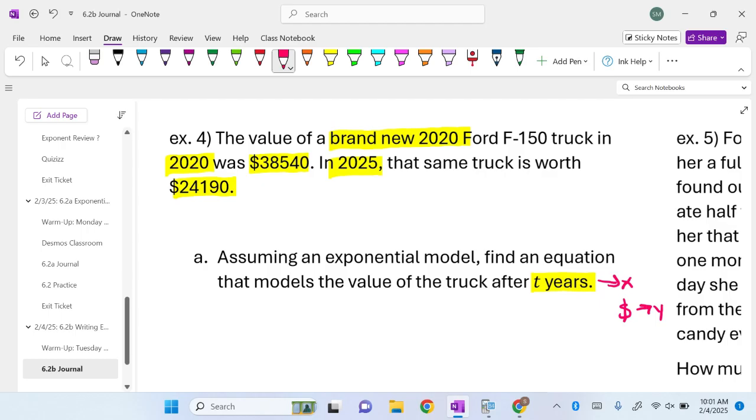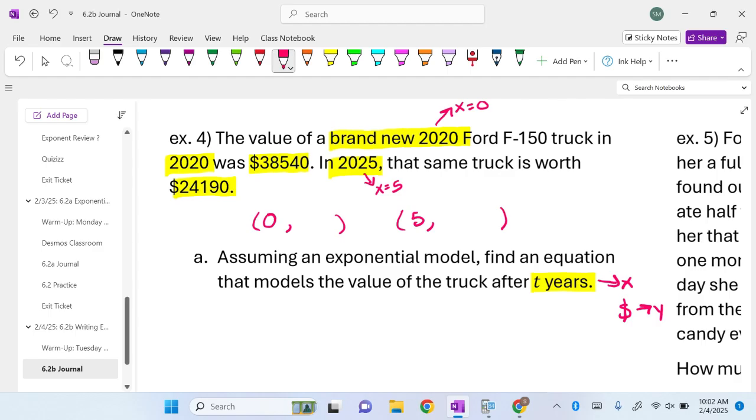If you buy a brand new truck in the year that it was made, so 2020, and you bought it in 2020, how many years have gone by? From 2020 to 2020, how many years have gone by? 0. So that means for 2020, my x is 0. Now, you still bought a 2020 truck, but in 2025, so how much time has gone by? 5 years. So for this one, my x is equal to 5. So that means for my 2 points, one of them will have an x value of 0, the other will have an x value of 5.